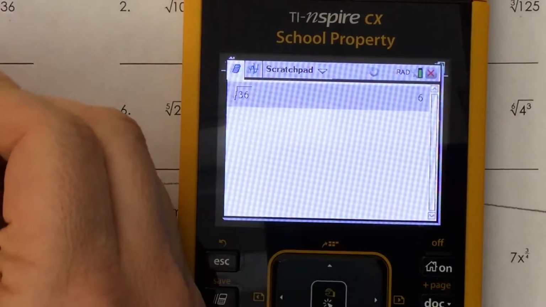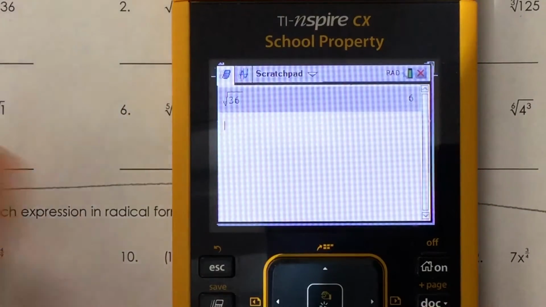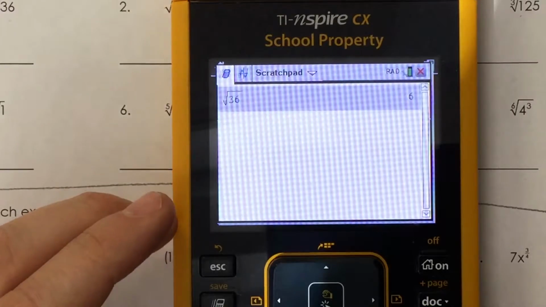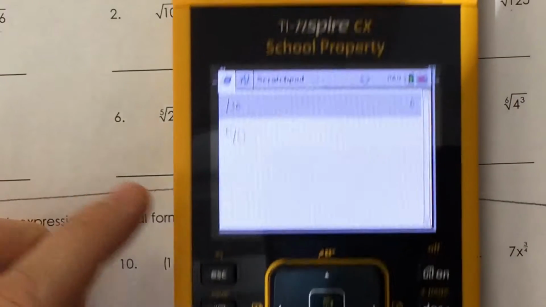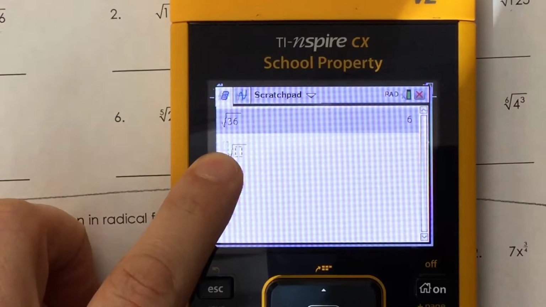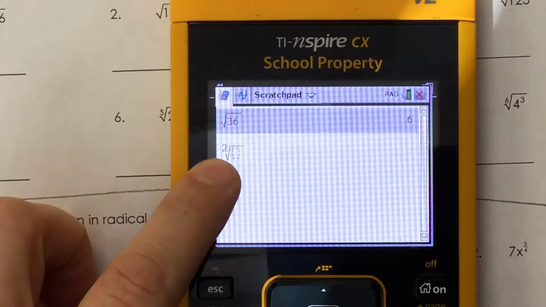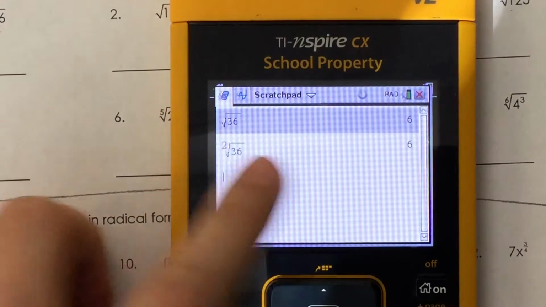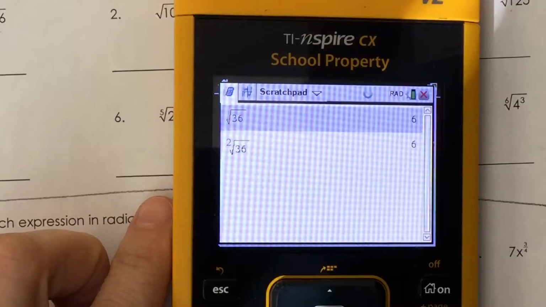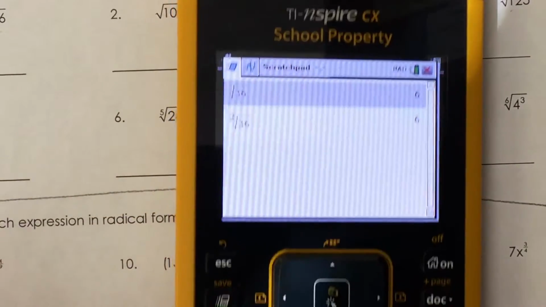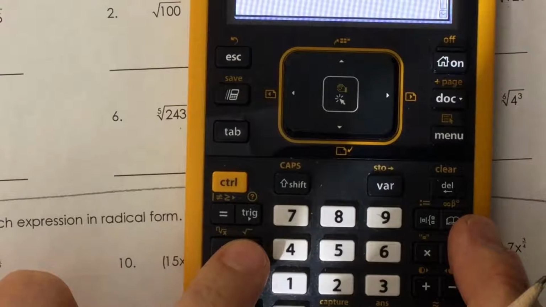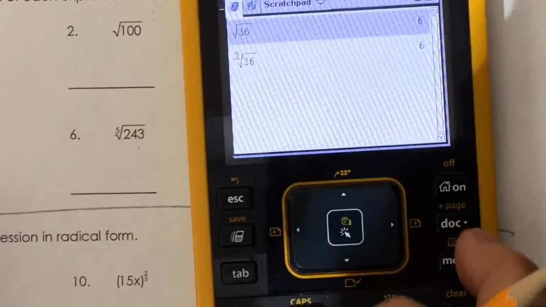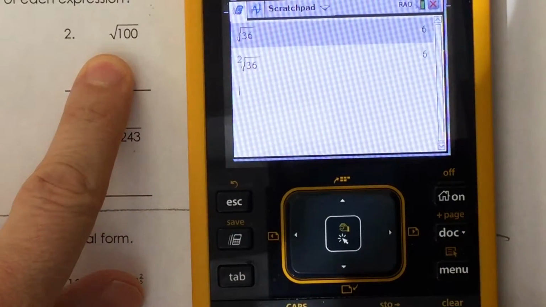The answer is 6. Now the button that Mr. J taught you guys, which I think is better because you can do all the types of roots, that is control caret right here. You get to choose what your root is. I want to put a 2, and then you put in your 36 again, you get the same answer. So if you just want one go-to button, definitely do the control caret. That's the one that can do all these types of problems. But I'm just letting you know there is another square root button that saves you one step if you want to do square roots.